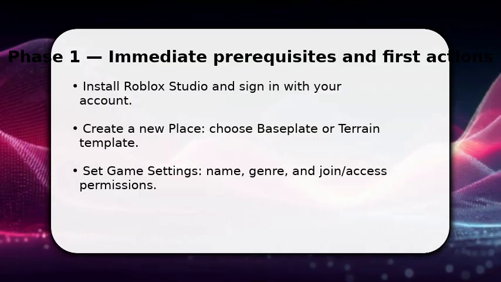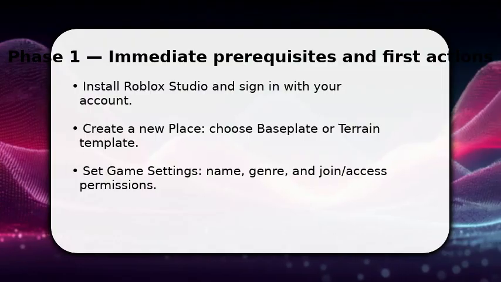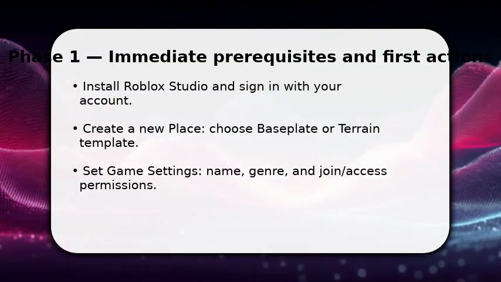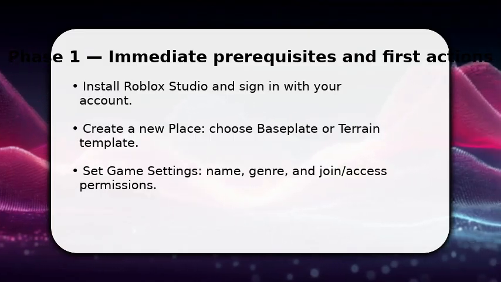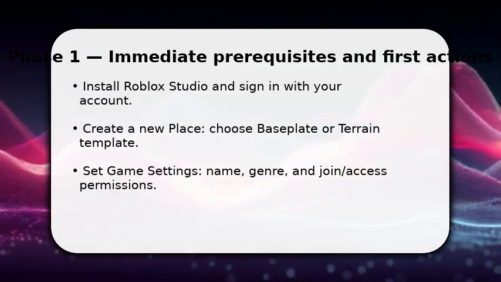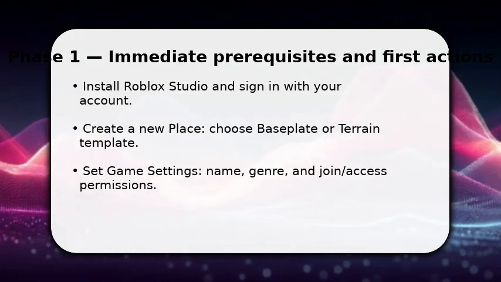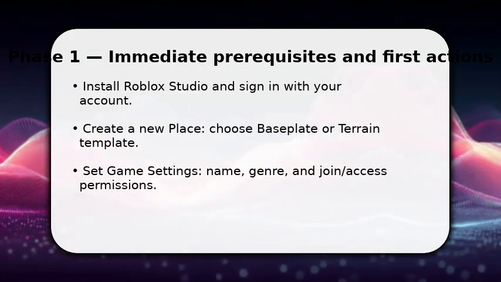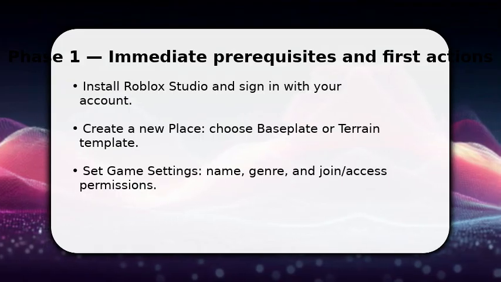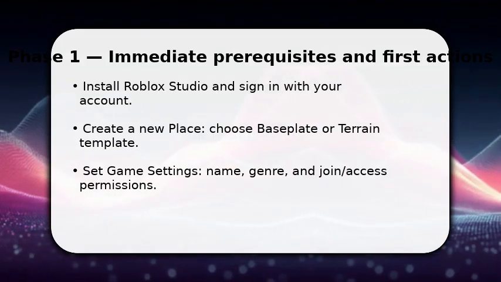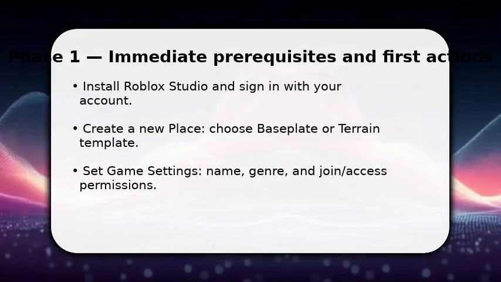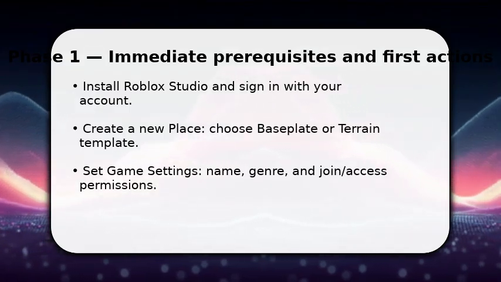You begin by opening Roblox Studio and signing in. This ties your work to your account. Create a new place using baseplate or terrain so you can test scale immediately. Next, adjust game settings, give the experience a clear name, pick the genre, and set permissions. These choices affect discovery and testing. Make sure to save frequently as you work. Once done, publish a draft to Roblox so you can invite testers and iterate quickly.